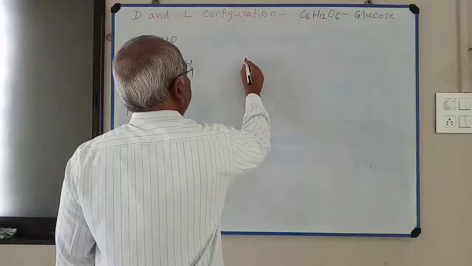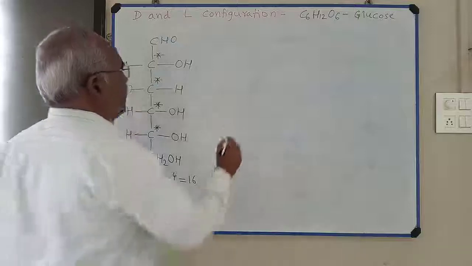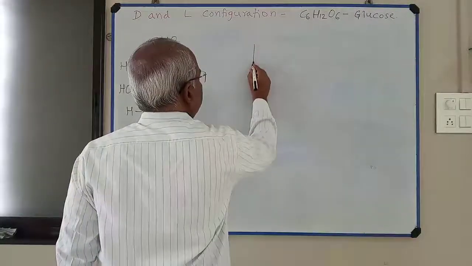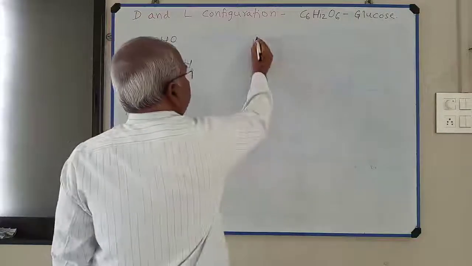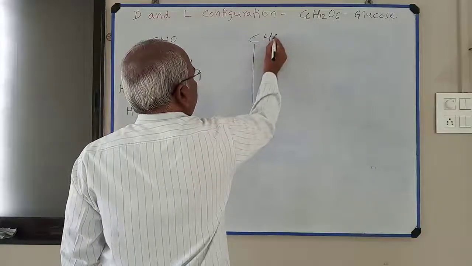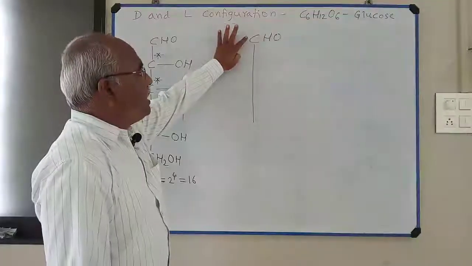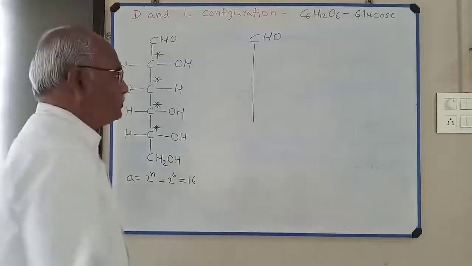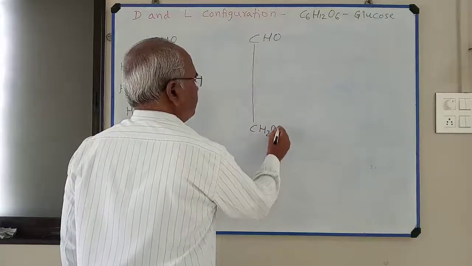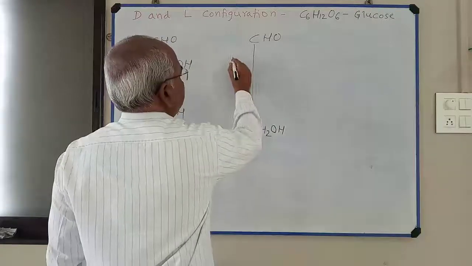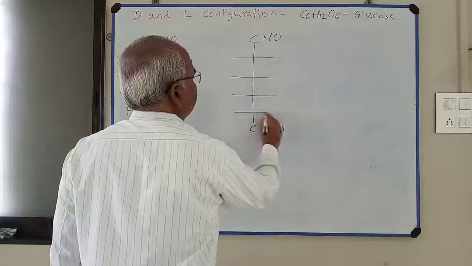how to write the Fischer projection formula. The long chain of carbon atoms is represented by a vertical line. Here is the CHO group, the more oxidizable group, present at the top of the vertical line. Here is CH2OH. The remaining 4 carbons are represented like this.